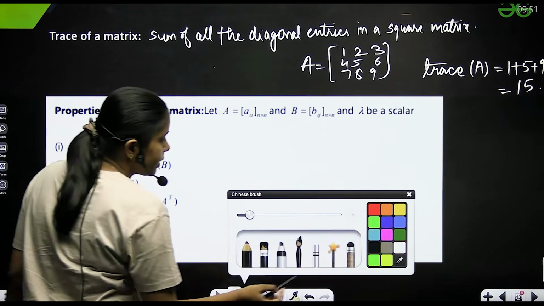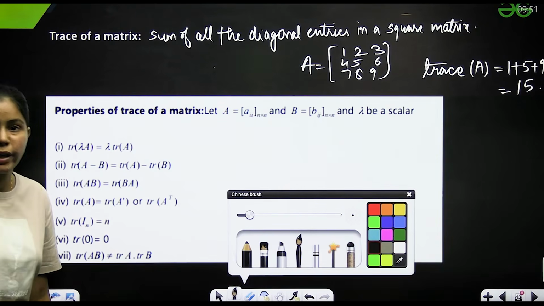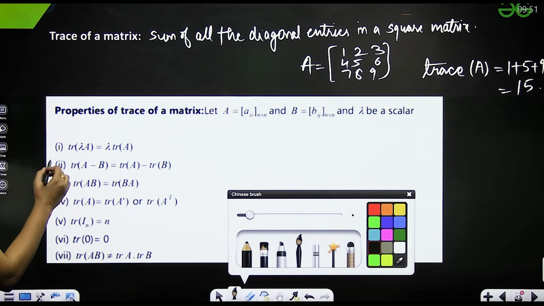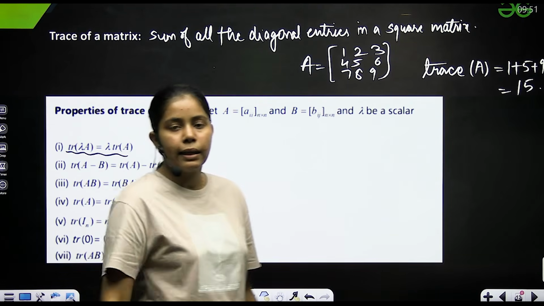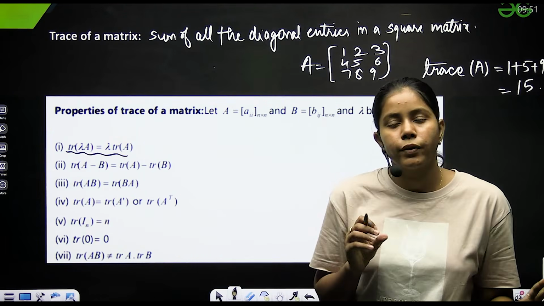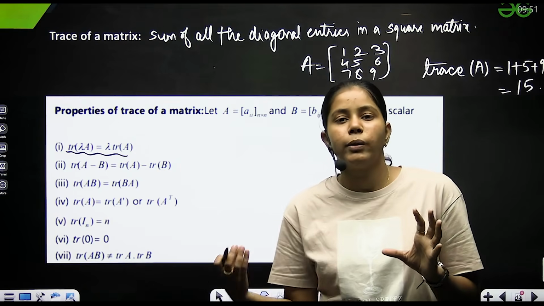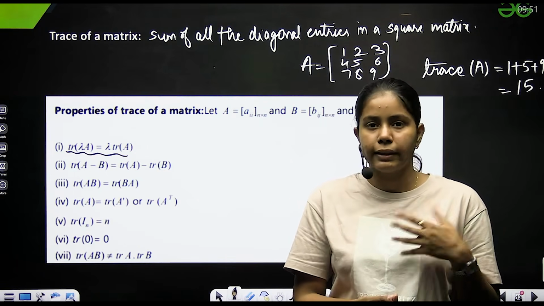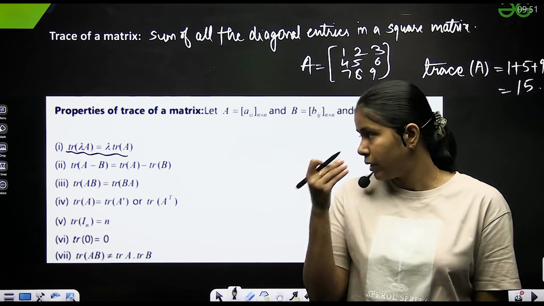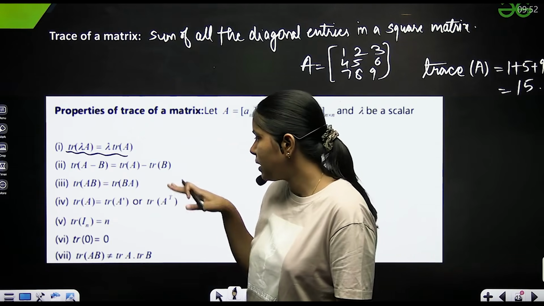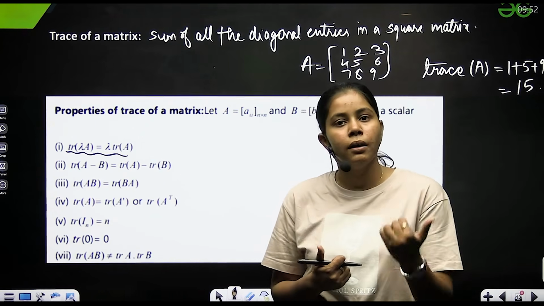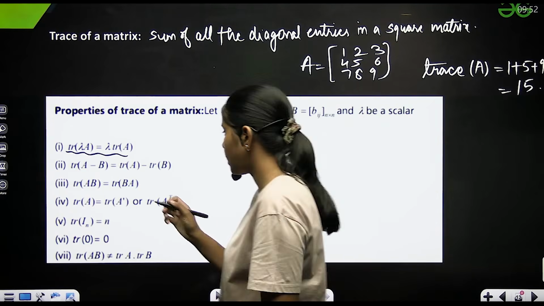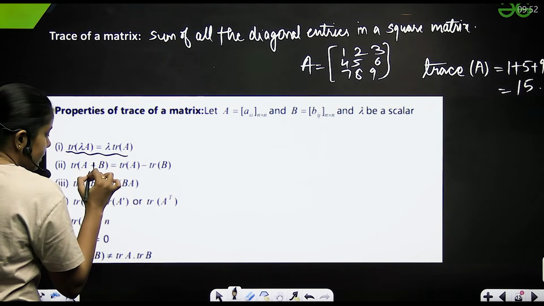Now next we have the properties of the trace of a matrix. If I multiply a scalar lambda, or it can be R or C, any scalar, with a matrix, you can either find the trace of A first and then multiply by C, or multiply C with the matrix first and then find the trace. You would get the same result. Then trace of A minus B is equal to trace of A minus trace of B. Similarly, trace of A plus B would also be trace of A plus trace of B.